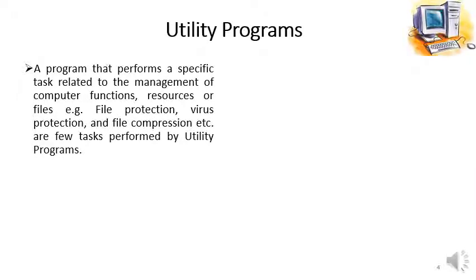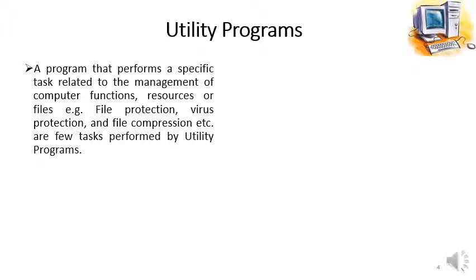Second, we have utility programs, which are also a type of system software. A utility program performs a specific task related to the management of computer functions, resources, or files. For example, file protection, virus protection, and file compression, etc. are a few tasks performed by utility programs. So any program which is used for the management of computer functions or resources or files is called a utility program, and it is also a type of system software.